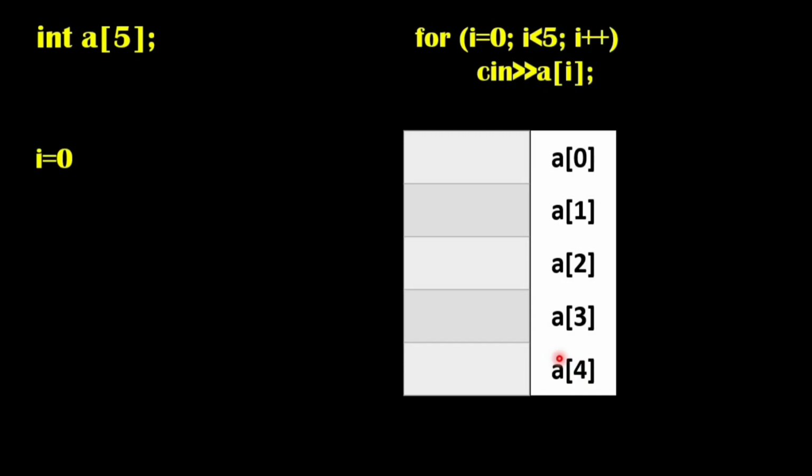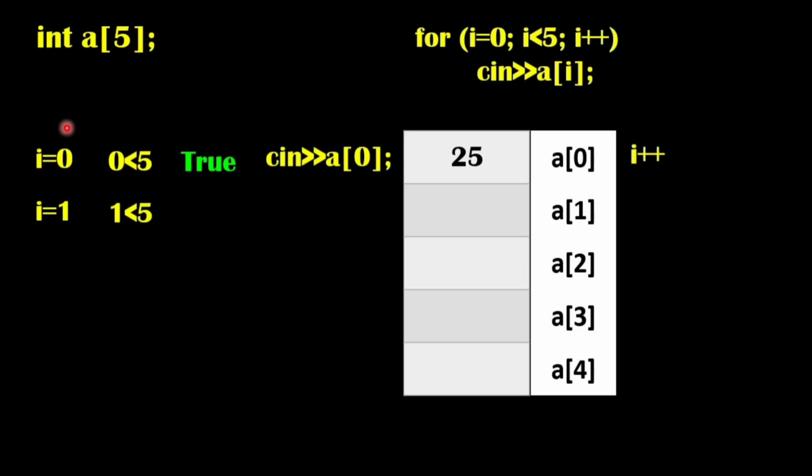In the first case I is equal to 0, then we check whether I is less than 5. 0 is less than 5, that is true. So we enter the for loop, cin of a of 0. I will enter the element 25. You can enter any integer element, but I have taken 25 as an example. It can be any random number. Then we have to increment the I value, I plus plus. I was 0, now I became 1. 1 is less than 5, that is true.